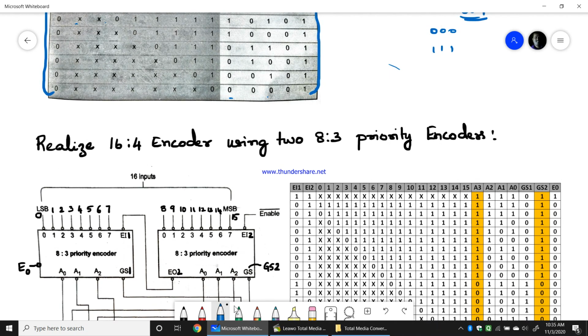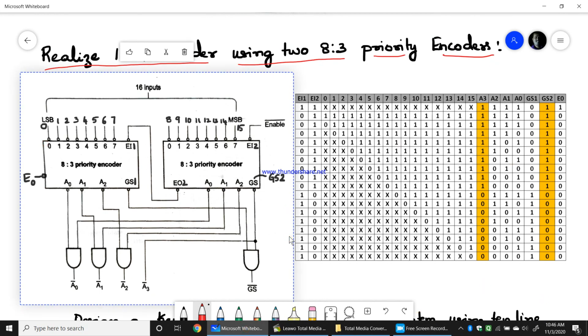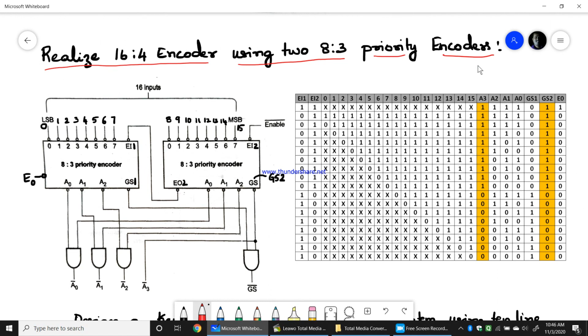Now let us go with the realization of the 16:4 encoder using two 8:3 encoders. Now let us realize the 16:4 encoder using two 8:3 priority encoders. So how do we convert an 8:3 priority encoder to a 16:4 priority encoder? This is one 8:3 priority encoder and this is another 8:3 priority encoder that we have.